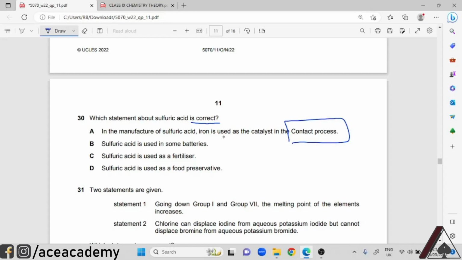Option B says sulfuric acid is used in some batteries, which is correct. Option C says sulfuric acid is used as fertilizer. We know that it's not correct because sulfuric acid is an acid. We do not use it as a fertilizer. Option D says sulfuric acid is used as a food preservative. This is also not correct. So option B is the answer.